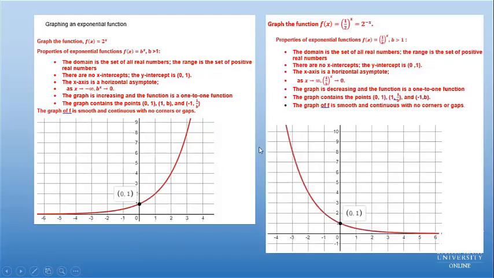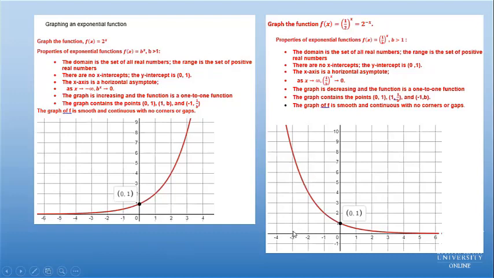Contrast this graph with the one on the right where f(x) is (1/2)^x instead of 2^x. Here our base is a fraction that's less than 1. The domain is the set of all real numbers. Once again, I can have any real number as my exponent. Again, the range is the set of positive real numbers.